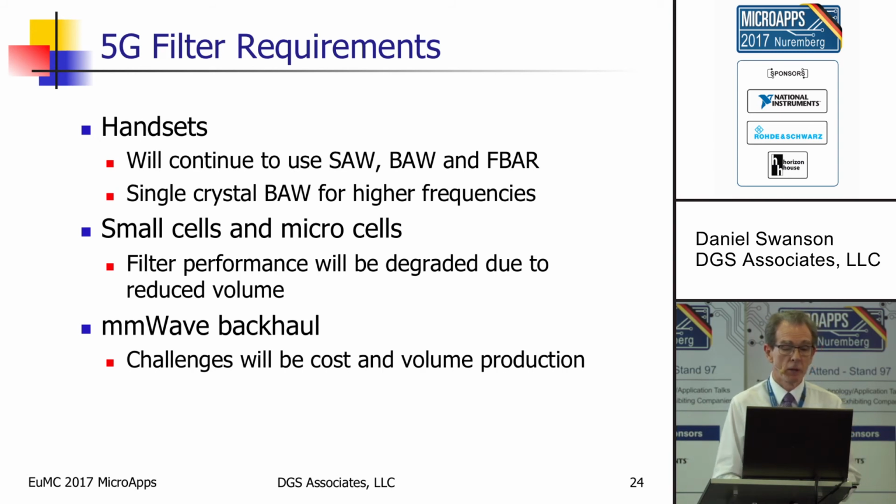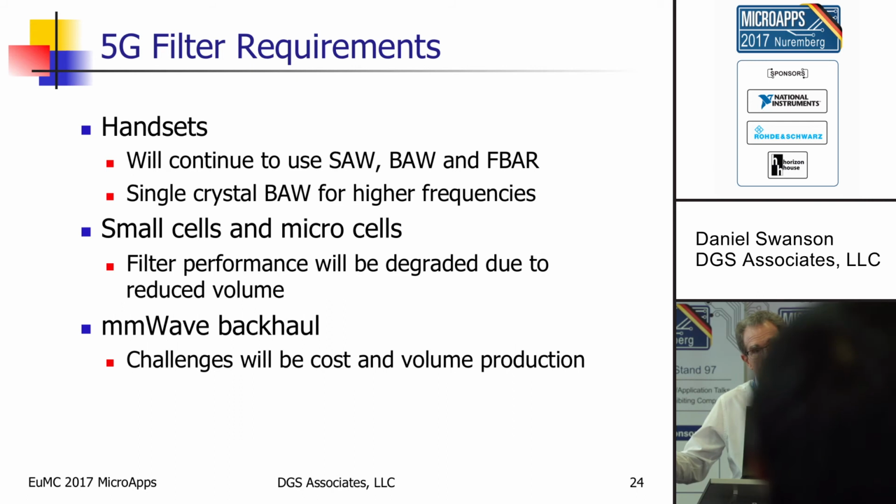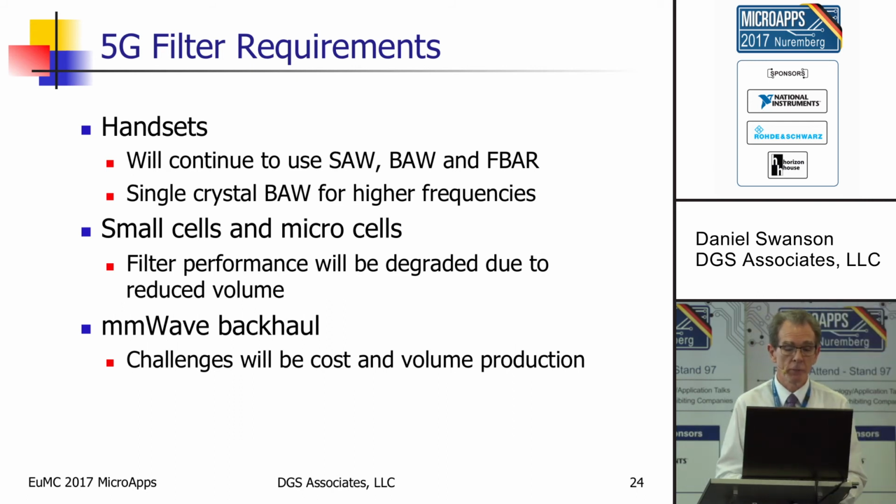So then the next level up is, how do you get more coverage? Well, small cells and micro cells. And there the issue is going to be the volume available in the package. The minute you reduce the volume, you're going to lose performance, and there's just no way around that. But of course, now you're talking about a much shorter distance too, so hopefully that'll be okay.